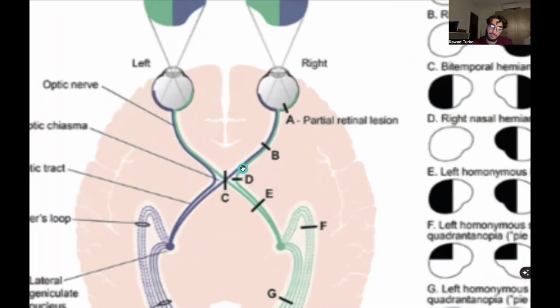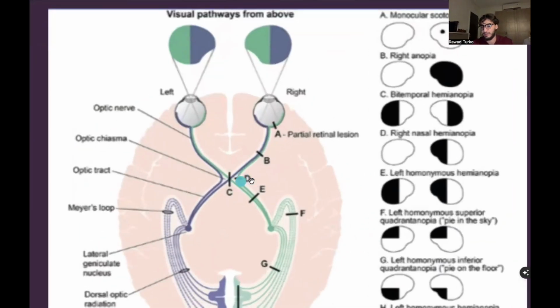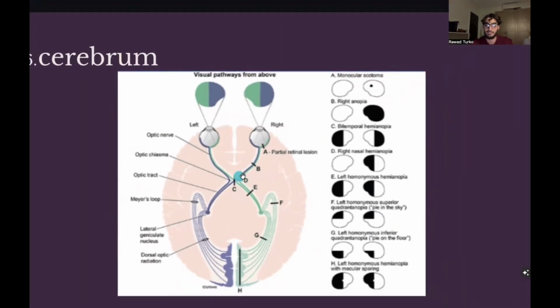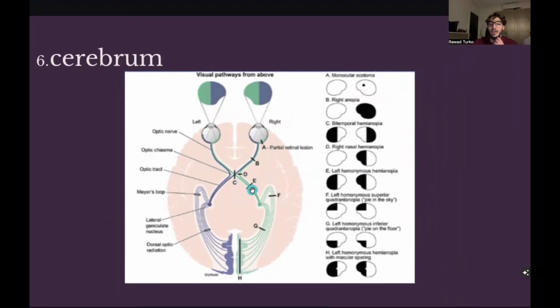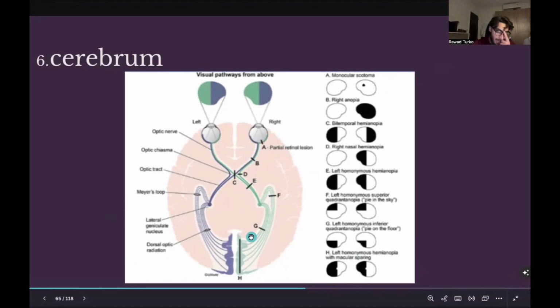As you can see here, it crosses over the temporal, the nasal vision sort of stays off to the side. So if you have, which is very rare to see, by the way, a lesion at this specific site. And then you have E. If you have here a lesion at E, which is the optic radiation, then you're going to have left homonymous hemianopia.